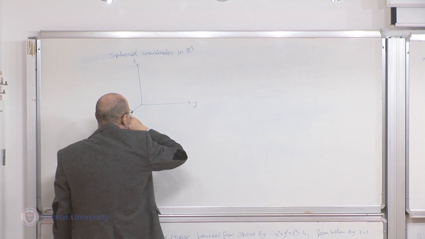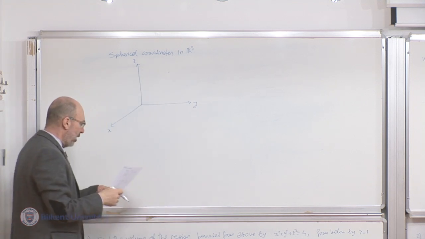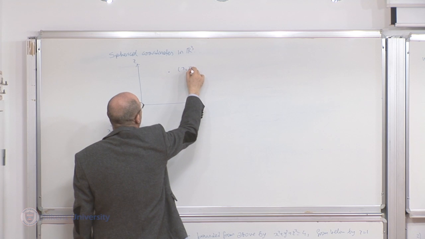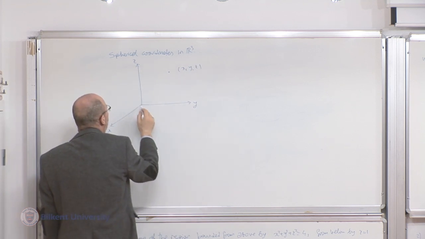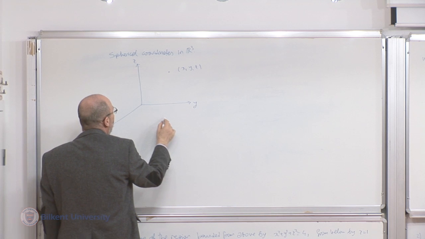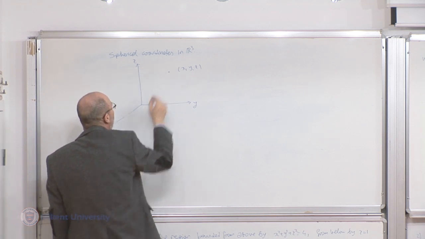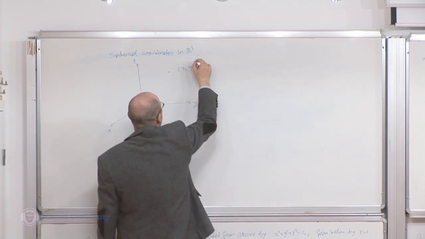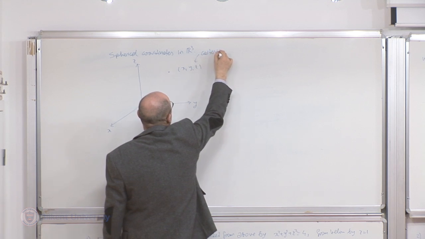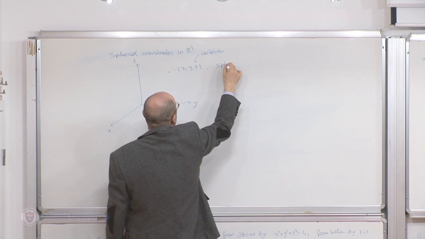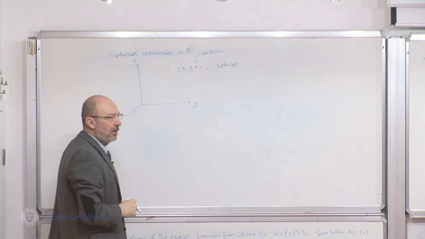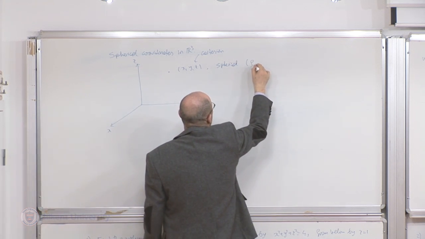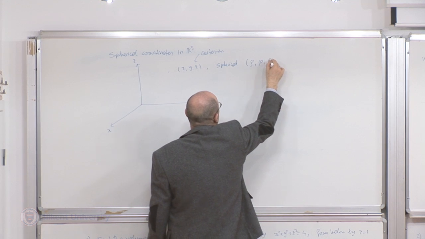So if I have a point here, which I call x, y, z, it means that first you go by x some distance, then you go by y some distance, and then you go up to here by z. That's how you read Cartesian coordinates. Now in spherical, we again give three numbers for this. It's a three-dimensional space, so we need three numbers. This is rho, phi, theta.